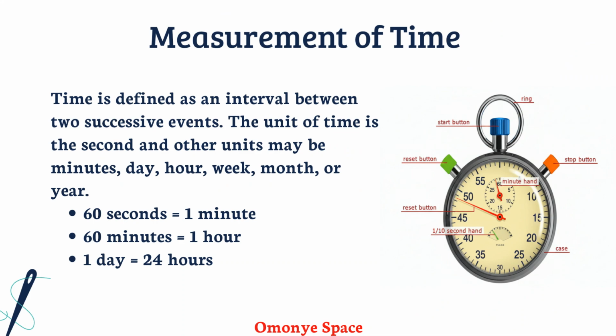Now let's jump into our lesson for today, measurement of time. Time is defined as an interval between two successive events. The unit of time is seconds. Other units of time can be minutes, days, hours, weeks, months, or years. It is also good that we note that 60 seconds is equal to 1 minute, 60 minutes is equal to 1 hour, and 1 day is equal to 24 hours.